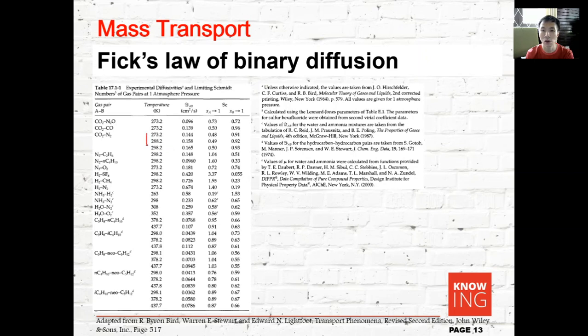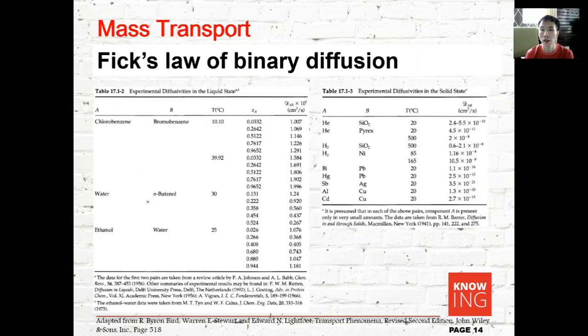For example, for the CO2 and N2, the carbon dioxide nitrogen system, an increase in temperature results in an increase of the diffusivity. And then in the liquid state, we are dealing only with binary systems. The DAB is a function of the mole fraction of A in your system, and with the increase of the temperature, it seems that the diffusivity is also increasing.